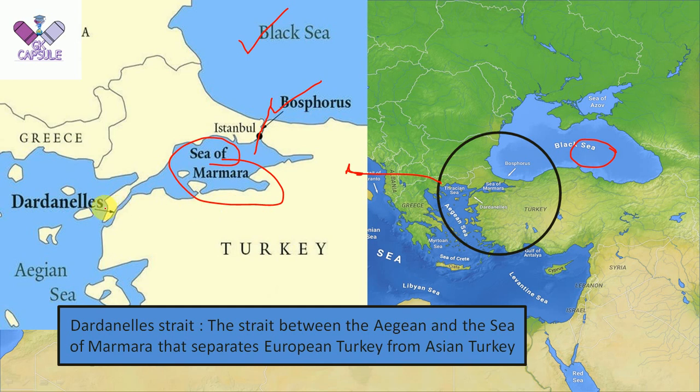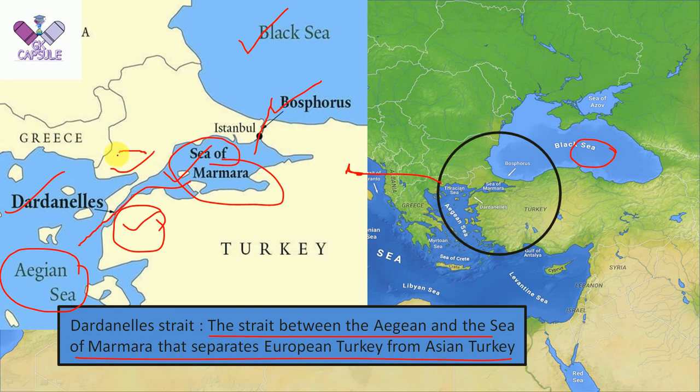The next is the Dardanelles Strait. So this is the Dardanelles Strait, and it is connecting the Sea of Marmara with the Aegean Sea. So this is the narrow passage that is connecting these two seas. It is the strait between the Aegean Sea and the Sea of Marmara, and it separates European Turkey and Asian Turkey. So this is a part of Turkey, this is also a part of Turkey, but this is Asian Turkey, and this is European Turkey, that is the European side of Turkey. Okay, so now let's move further.